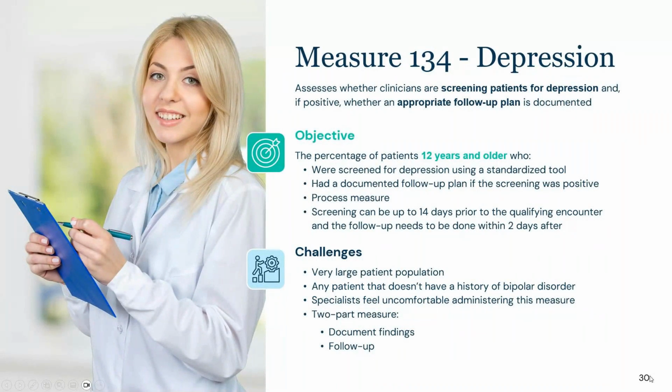For measure 134, this is the depression screening. You need to use a standardized tool. If they are depressed, you need to have a follow-up. That's what makes this probably one of the harder measures. And one of the things in this as well is that the only way out is if you have bipolar disorder. So it's going to include so many more patients. I've seen as high as 200 times the number of patients for diabetes have been involved in this measure, the depression screening measure.